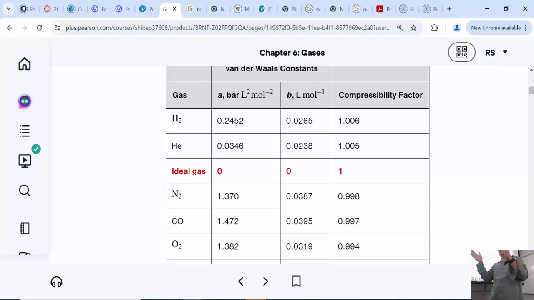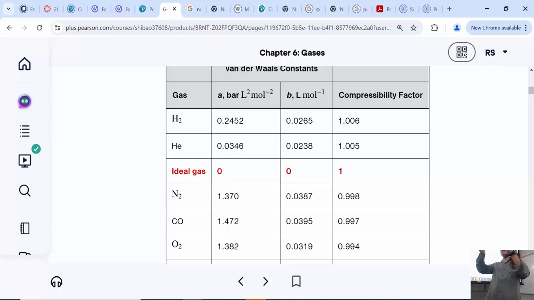Number one, as you cool down N2, eventually it liquefies, just like steam. Steam will liquefy at 100 degrees C. N2 liquefies, but at a much lower temperature, like minus 190 degrees C. At minus 190 degrees C, it's no longer a gas. And so the ideal gas law fails there. Whereas if you look at helium and you cool it down, helium stays a gas all the way to 4 Kelvin, which is minus 269 C, and then it liquefies. So helium stays a gas over a much wider range, therefore we call it more ideal.